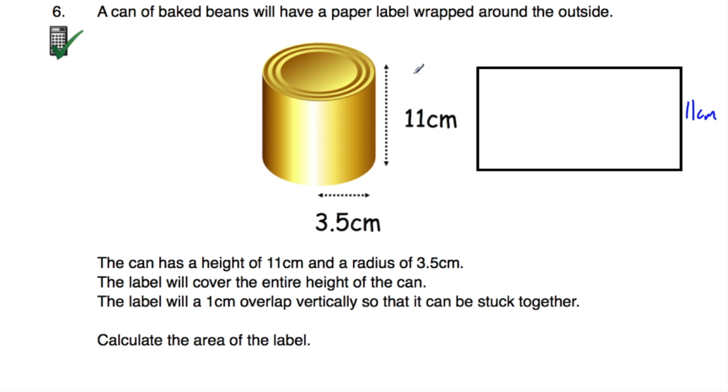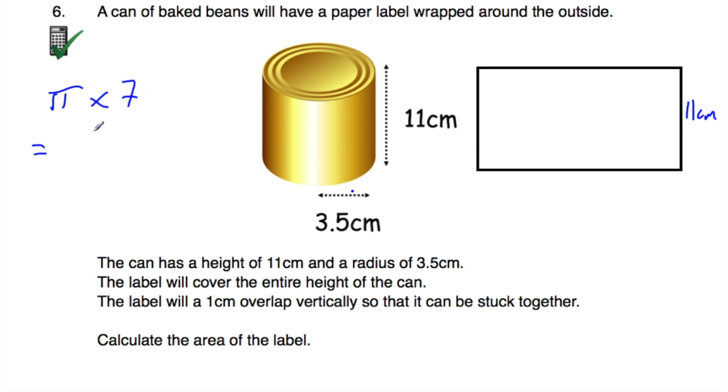So what we're going to do here is find the circumference of the circle, and then add 1, and that would give us the length of that rectangle, the length of the label. So let's do that. Let's do pi times the diameter. The radius is 3.5, so if we double that, it's 7. So pi times 7 will be the circumference of the circle.